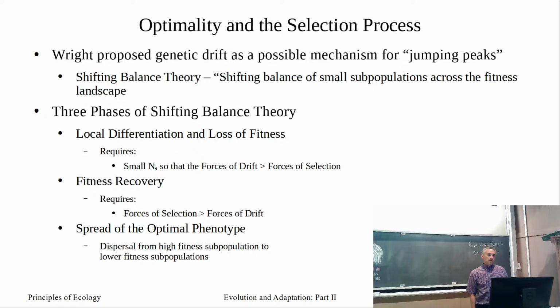Well, it means our population is going to be subdivided in some way, and our small populations are free to move around through processes other than selection. Eventually, one of those will get to our new peak, or at least the slope of the new peak, and selection can then start taking us up and moving our population. That's a quick description. The shifting balance theory, as Wright proposed it, actually exists in three different phases. Phase one is local differentiation and loss of fitness. Phase two is fitness recovery. And phase three is spread of our optimum phenotype.